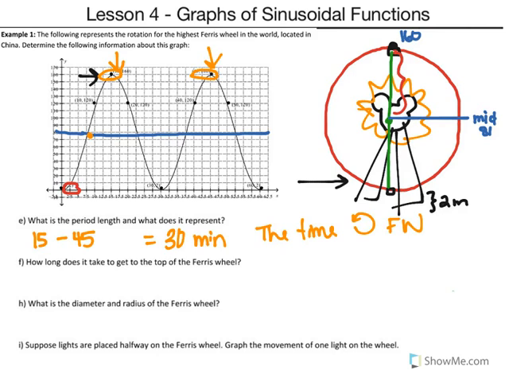Yes, I'm getting shorthanded now. So the time it takes you to get around the Ferris wheel. Next, how long does it take to get to the top of the Ferris wheel? So that would be half of a rotation. I don't know which way Ferris wheels go. So half of a rotation would be half the period length, which is 15 minutes.